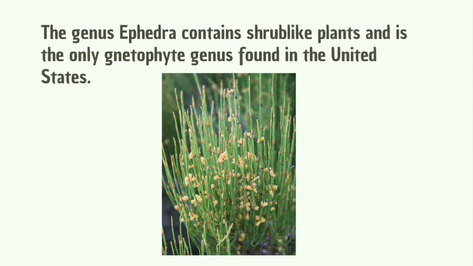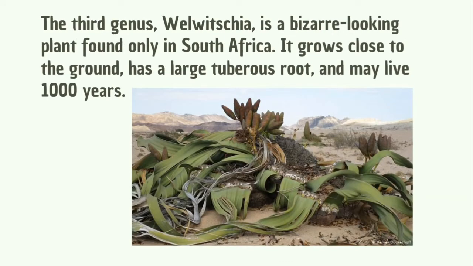The genus Ephedra contains shrub-like plants and is the only gnetophyte genus found in the United States. The third genus, Welwitschia, is a bizarre-looking plant found in South Africa. It grows close to the ground, has a large tuberous root, and may live 1,000 years.